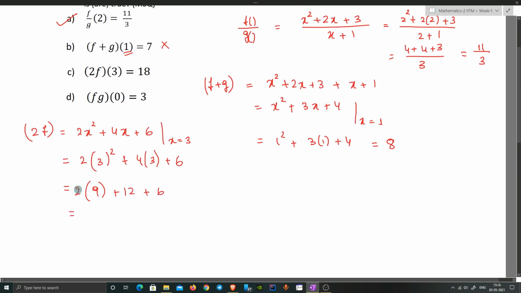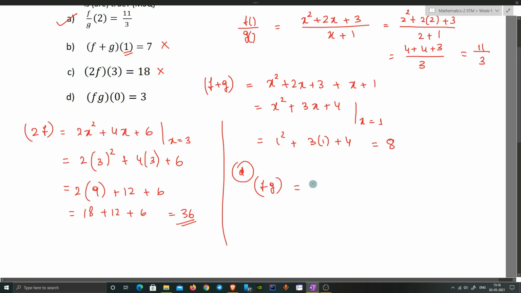Okay, so this is nothing but 2 into 3 square is 9 times 2 is 18, plus 4 into 3 is 12, plus 6. So 18 plus 12 plus 6, we have 36. Again they have given us the wrong option. So the last one is option D, we have FG.